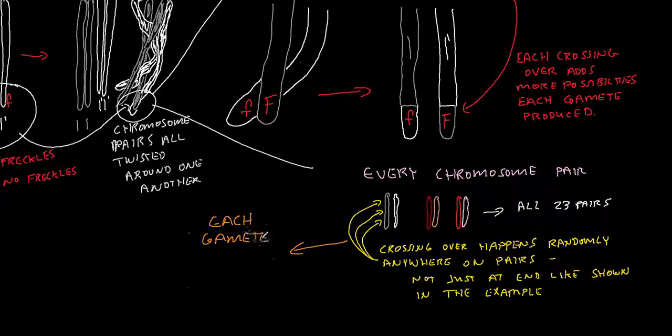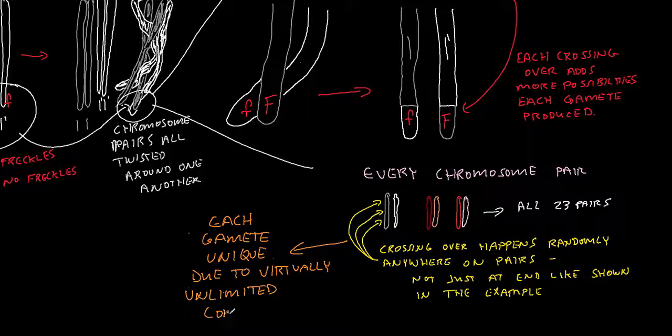So during meiosis, each gamete is always going to be different. There's almost an unlimited possible combination of gametes that can be passed on due to crossing over.